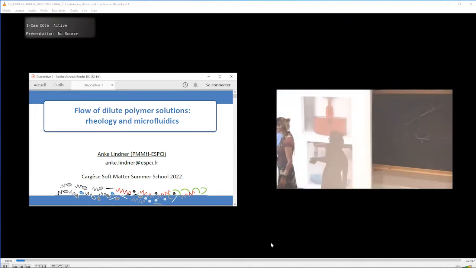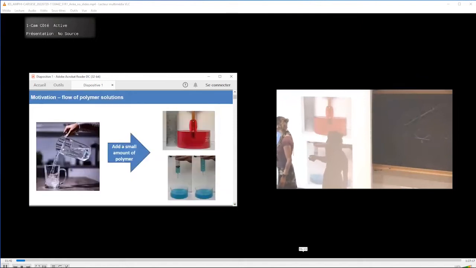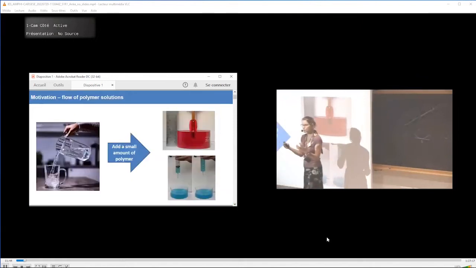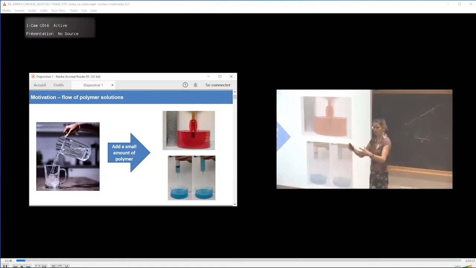And we've all done this a lot over the last days, to pour some water. But what we will do is not just use the flow of a simple fluid like water, but we will add a tiny amount of polymers. So this is also something that might be different from the first lectures you have had, that I will mostly deal with dilute systems. So we'll add a tiny part of polymers, and then we will see how the flow properties of these liquids are changed.